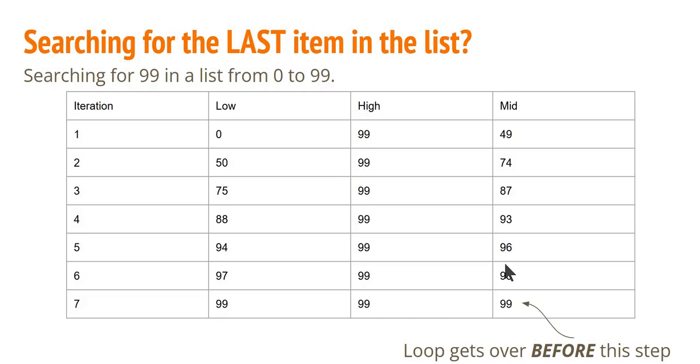So when I search at 98, it tells me that I must increase the low pointer. But remember, even before this search can be done, the loop is going to terminate, which means I will not be able to find 99 in my list, even though it is present.